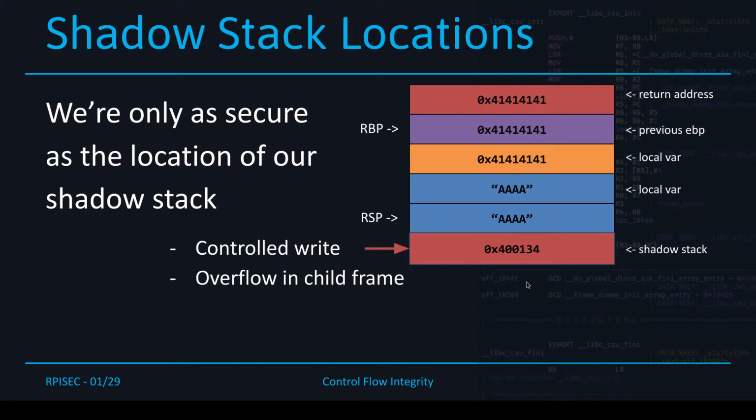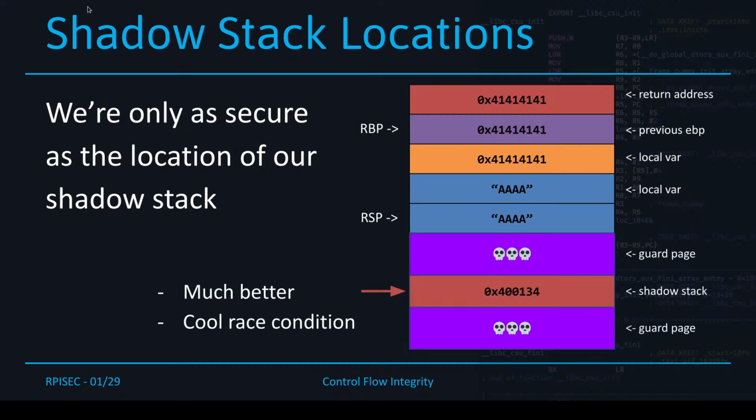Or even if you have this function call another function from within that child frame, sometimes you can corrupt a previous stack frame here. And you could actually corrupt this return address, or this address on the shadow stack.